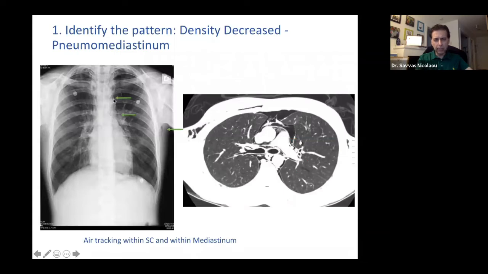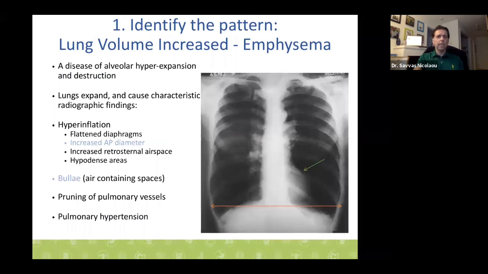Pneumomediastinum, air within the mediastinum. As you can see here, lucencies within the mediastinum, nicely depicted on the CAT scan, anterior, posterior, right and left. These air lucencies, these bubbly lucencies within the mediastinum, indicate pneumomediastinum, which can also be a very important thing to detect on a chest radiograph and a chest CT.